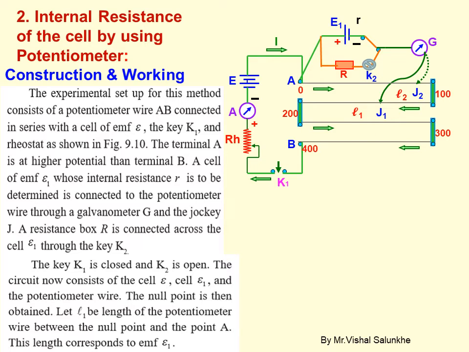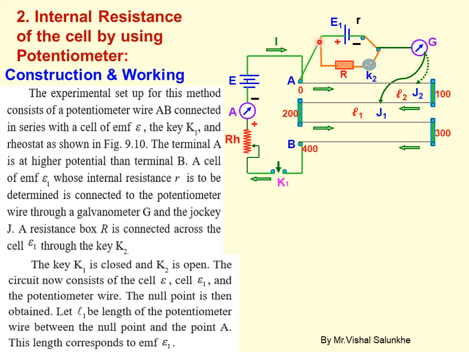Now we'll see the working part. The key K1 is closed and key K2 is open. Now here, dear student, we have to concentrate more on this point. Initially we have to close key K1. If you close this key, the current will flow through the potentiometer wire. But if you keep key K2 open, then the current will flow through this line.